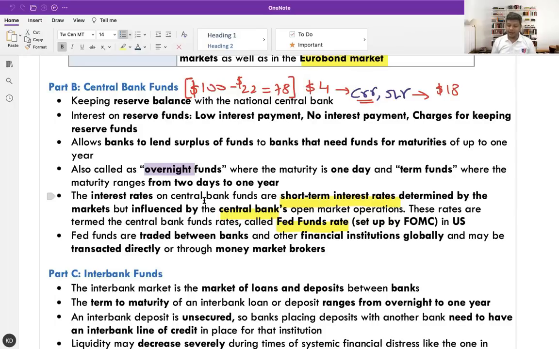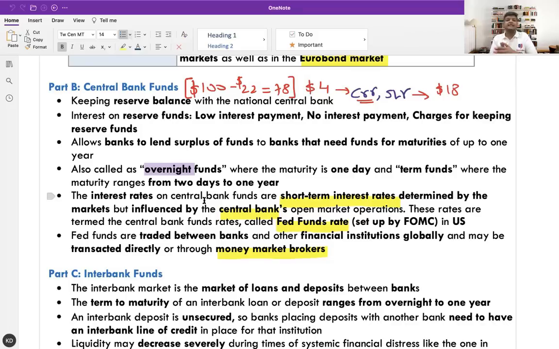Fed funds are traded between banks and other financial institutions globally and may be transacted directly or through money market brokers. So what are central bank funds? Central bank funds are basically a window through which banks get money from the central bank. So US banks getting money from the US Federal Reserve, that's called the Fed funds rate, or the central bank's funds rate. Clear? Can I say this is going to be the lowest interest in the economy, right?